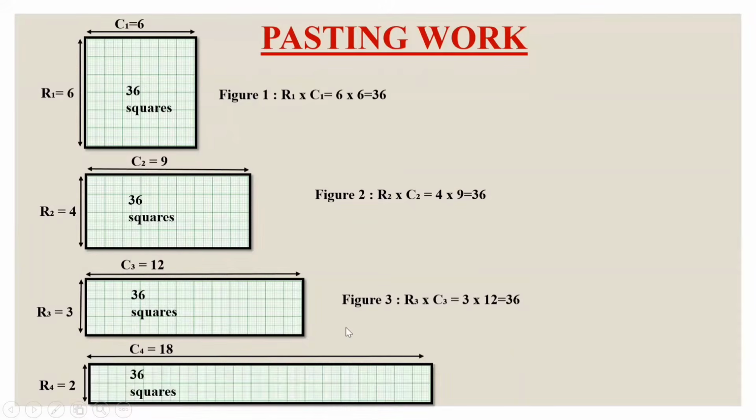I take the last arrangement, which I wanted to show. With 36 squares, I have taken 2 rows. And each row will be having how many squares? It's going to have 18 squares. So this way I'll be having 18 columns of 2 squares each, or I have 2 rows of 18 squares each. So I have this as figure 4 of R4 into C4 given by 2 rows into 18, that is equal to 36. So observations, let us write.